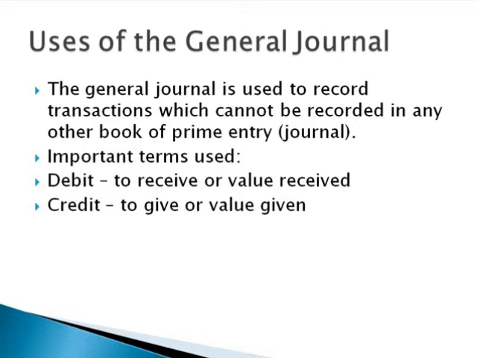Let us now look at the uses of the general journal. The general journal is used to record transactions which cannot be recorded in any other book of prime entry, or a book of prime entry's journal. Important terms used: debit. You remember what we said about debit? To receive, our value received, and credit, to give, our value given. So when you receive, as usual, you would what? You debit. When you pay out or you give away, you credit.